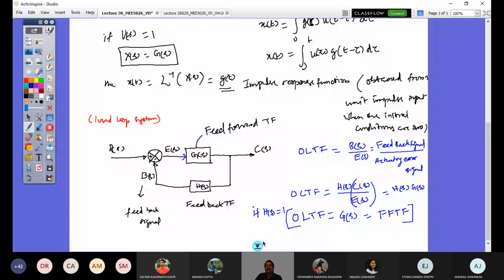If the feedback transfer function is 1, that means whatever output I get is itself taken as my input here, the reference, right? So if this is 1, I would have C of S by E of S going to be G of S, because this happens to be 1. So you would see that in some designs, this H of S is not going to be there at all. This output signal will be taken straight away and put here. So here you have an input.